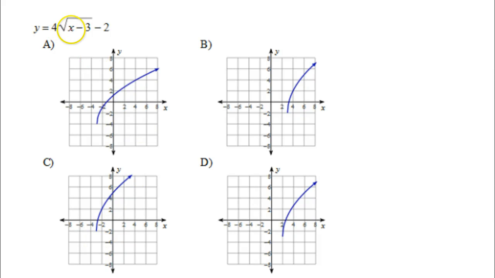Alright, let's sketch the graph of this square root function. To do that, you need a little bit of information. Let's start with knowing what the parent function square root of x looks like. Memorize this. The square root of x starts from the origin and it curves off to the right like this.